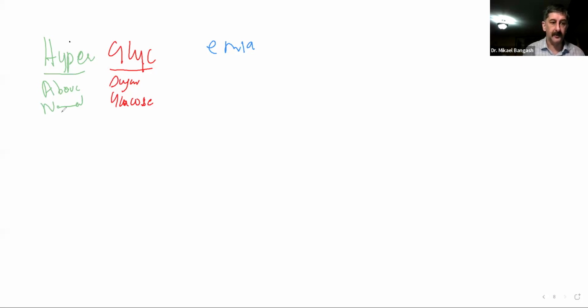is where the person has a higher than normal glucose level in the blood. The opposite of that would be hypoglycemia, which would be a lower level of glucose in the blood, a level which is below normal.